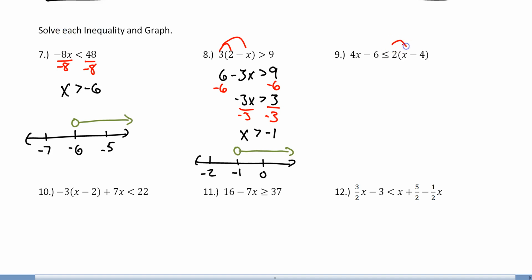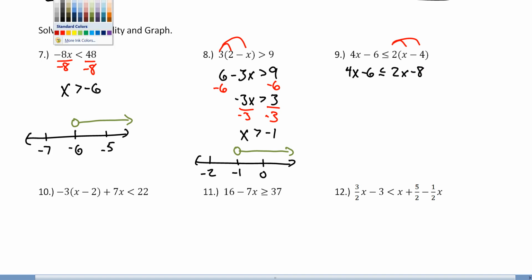The next one, once again, I'm going to use my distributive property, so I'm going to distribute that too. And then from here, I got to get the x's on the same side. Again, my recommendation is to always deal with the x's first. Move the x's before you do anything else, so I'm going to subtract the 2x from each side. Okay, get those x's together first before you actually start solving this thing.